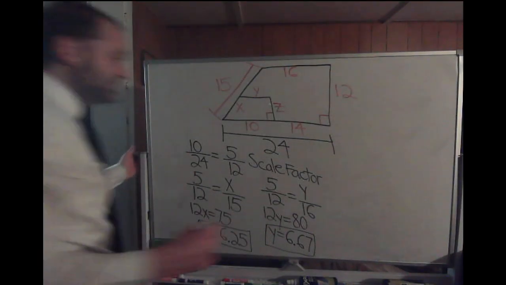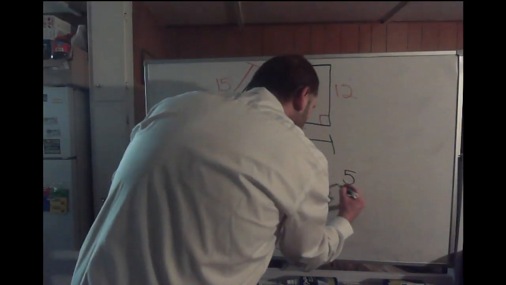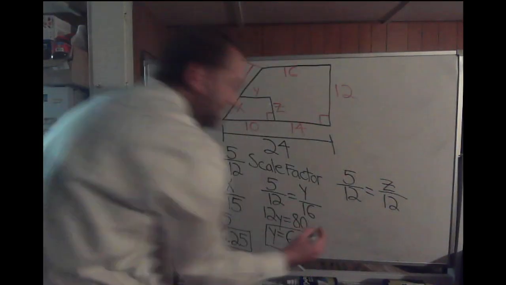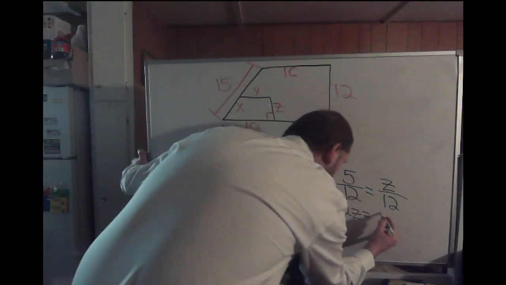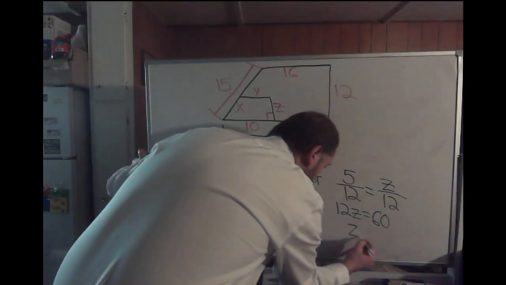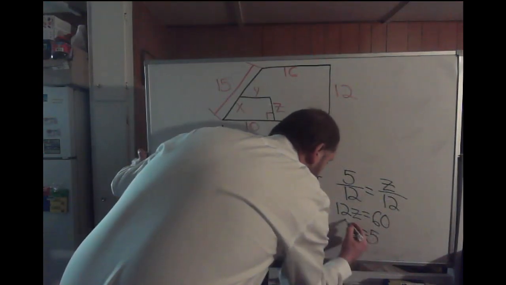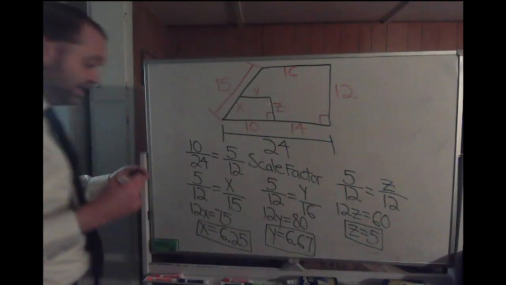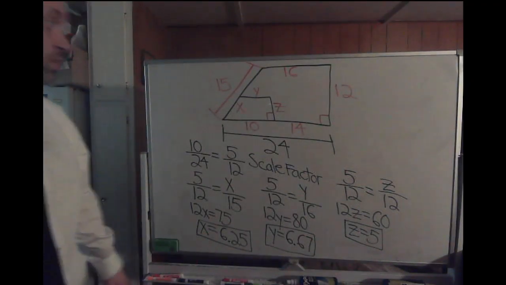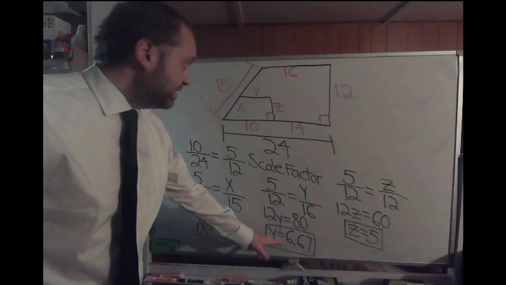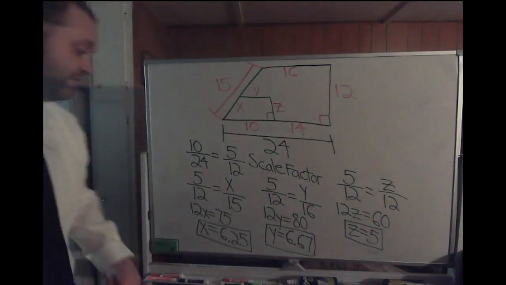And then we want to find z. It's going to be the same process. You'll take your 5 to 12, set that equal to z over the length of the right side of the whole thing, which would be 12. Which then means that 12z is going to equal 12 times 5, which is 60, which means z equals 5. So yes, sometimes you actually can get decimal answers. You should get that x is equal to 6.25, y equals 6.67, and then z equals 5.